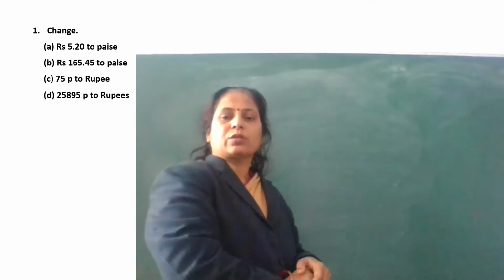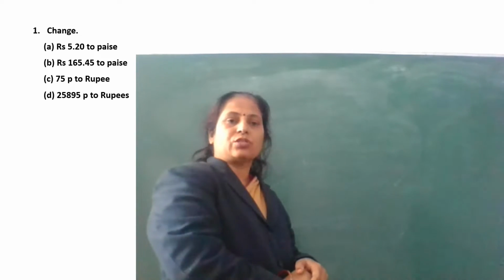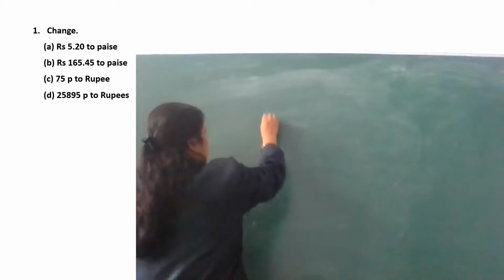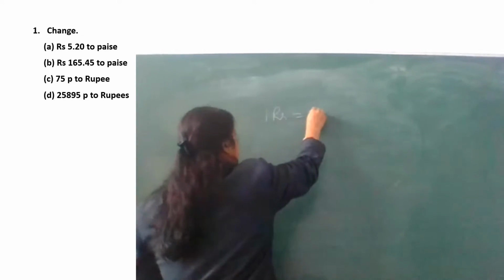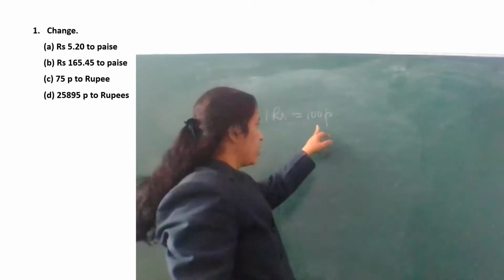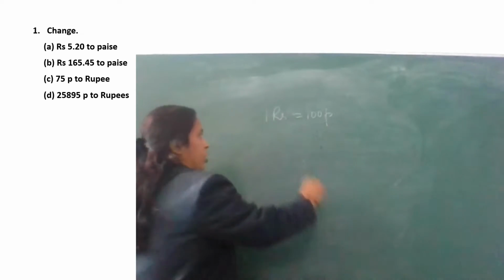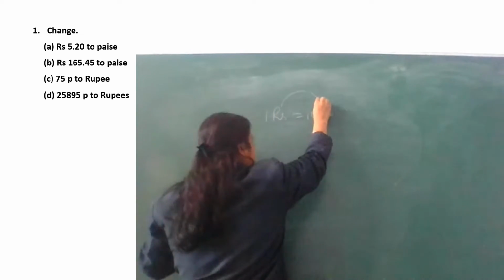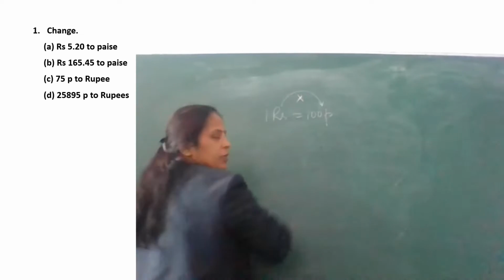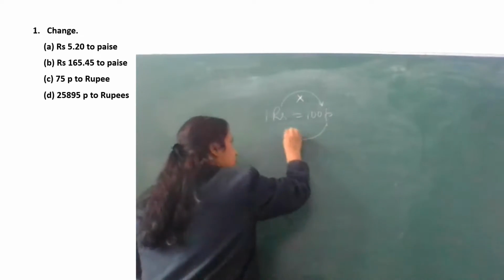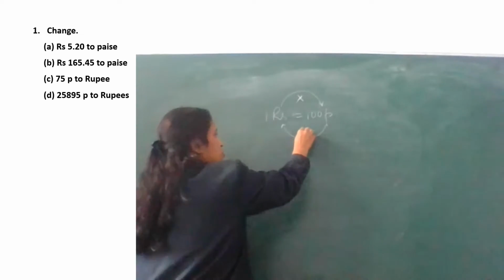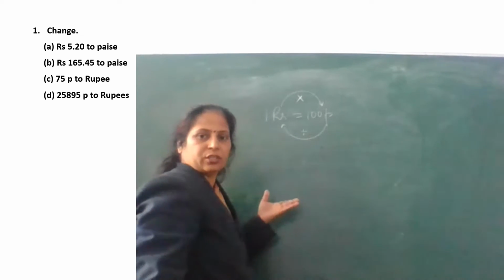Now, children, we are going to do the conversion of money. That is, we are going to change from rupees to paisa and paisa to rupees. As you know, one rupee has 100 paisa. That means up to 99, you can say paisa. As it becomes 100, it is equal to 1 rupee. Whenever you are changing from a bigger unit to a smaller unit, and paisa is the smaller unit, you will multiply. And whenever you are changing from paisa to rupees, that means from a smaller unit to a bigger unit, you are going to divide. So here you will divide by 100 while you are changing the money.